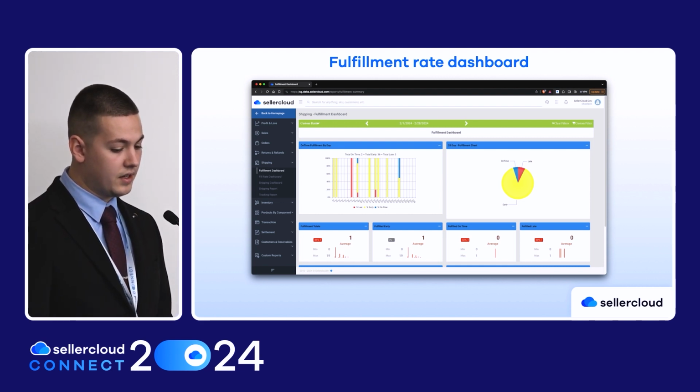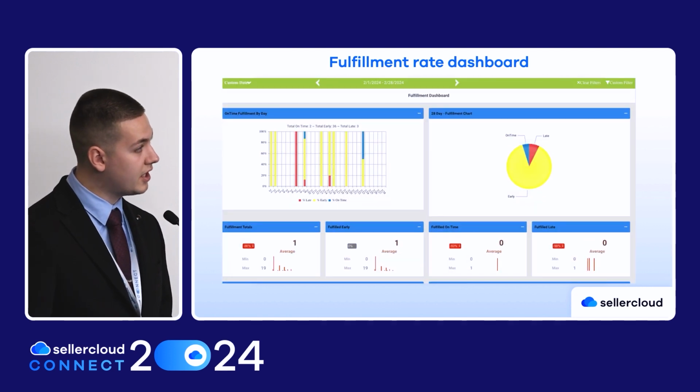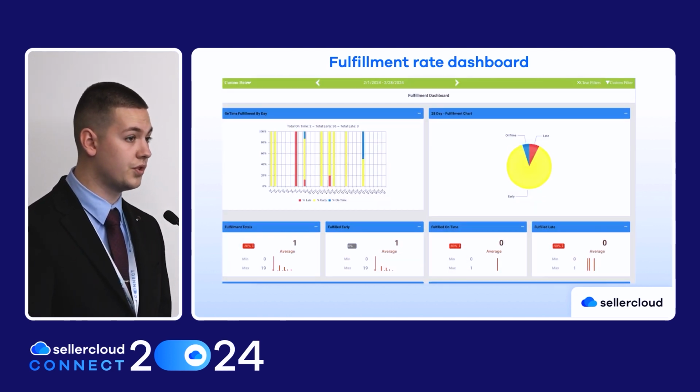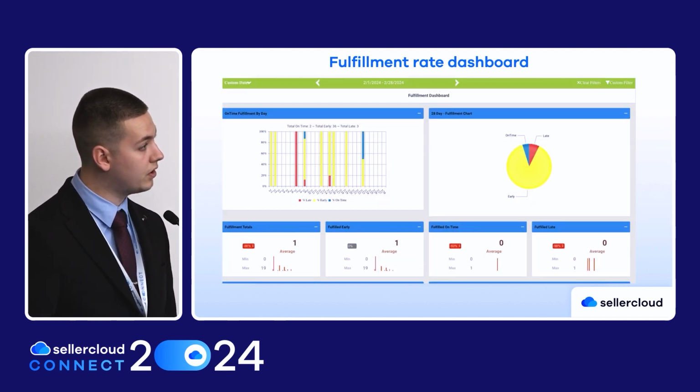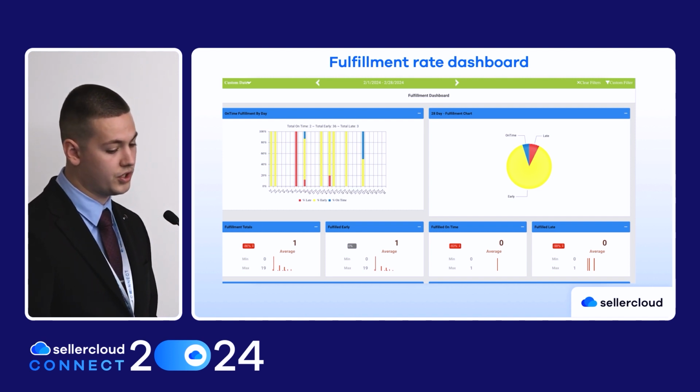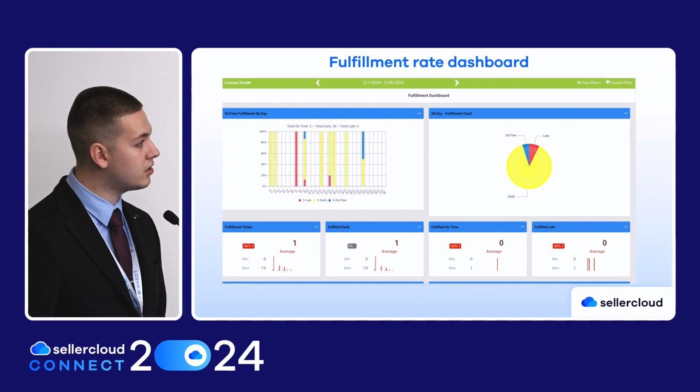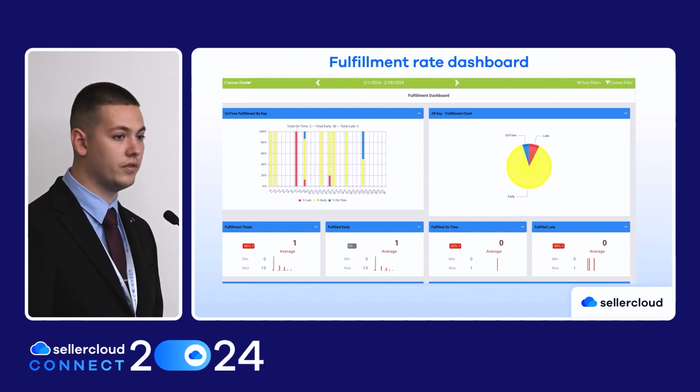Here we can see how many of our orders, in percentage, were shipped on time, which were shipped earlier, and which of them were shipped with a delay. This is calculated based on the promise date that we have for all of the orders. I know that my warehouse is doing a great job, so they're shipping most of the orders on time and even earlier, as we saw in the previous slide.